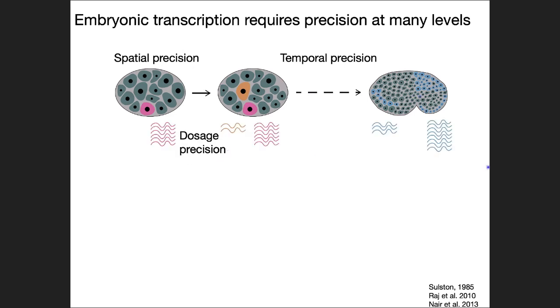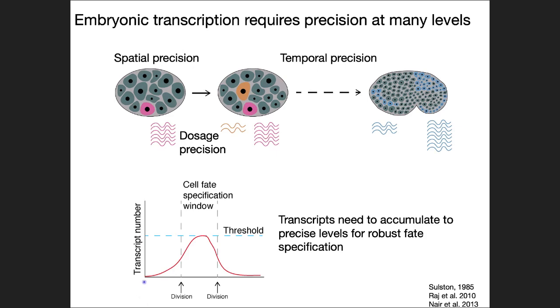And actually, Arjun's postdoctoral work was some of the most beautiful work showing how important this can be, where basically the idea is that to specify a particular fate, you need to increase the levels of a particular regulator to a particular threshold level so it can induce that fate robustly.